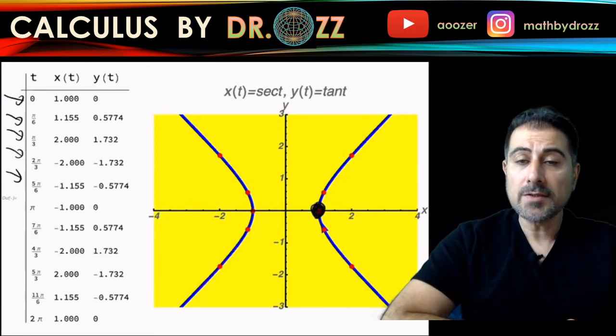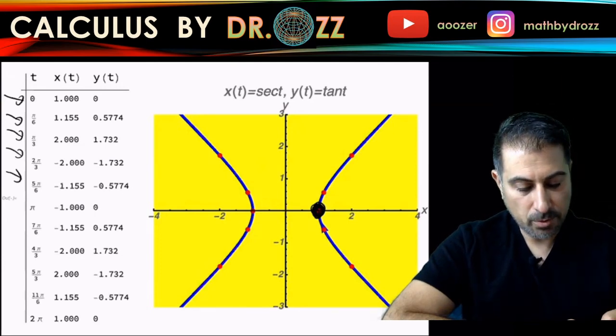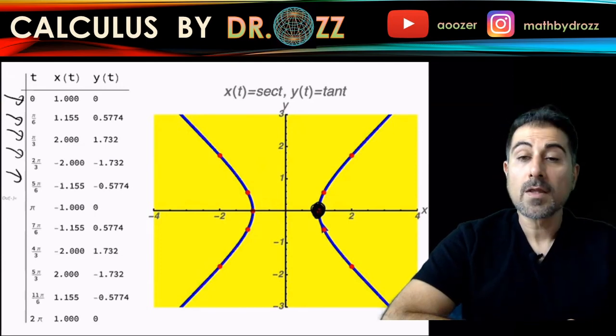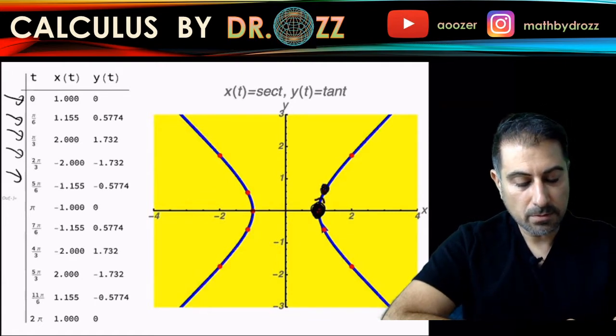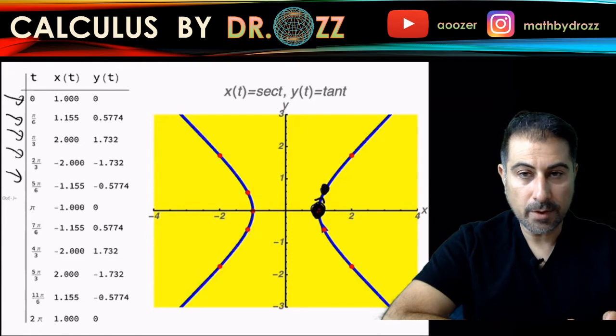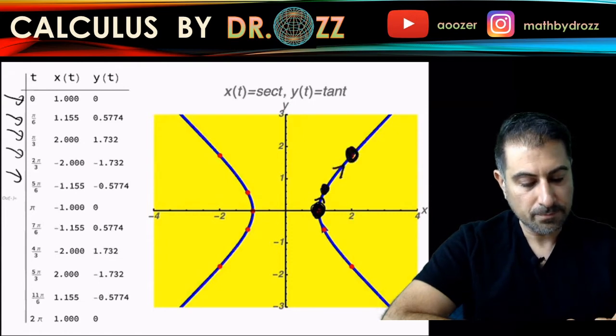And then as you increase t from 0 to pi over 6, you get 1.15 and 0.57. So here we go, I'm going in this direction. And the next one is going to be 2 and 1.73. Here we go. As you see, I'm going in this direction.